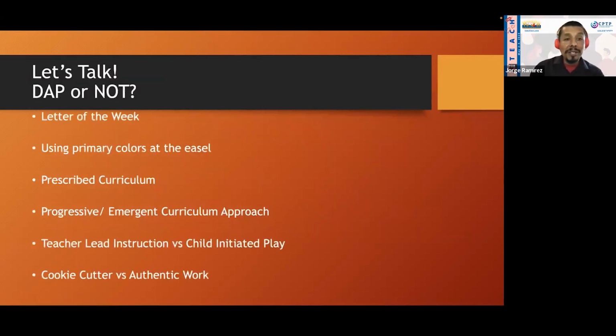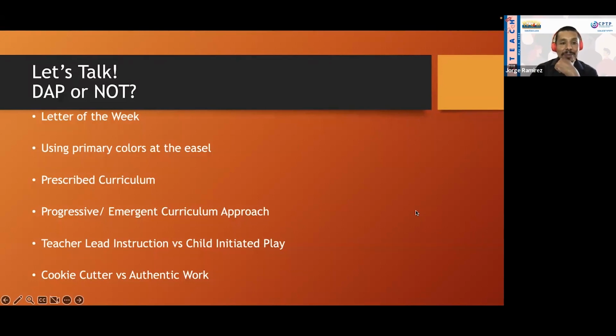So let's talk about this. This is nothing personal against anybody. We just want to have a conversation, and we'll talk about what's developmentally appropriate or not. The letter of the week. We had this long conversation. I did the Best Arts Conference this past weekend here in Pasadena and talked about the letter of the week.